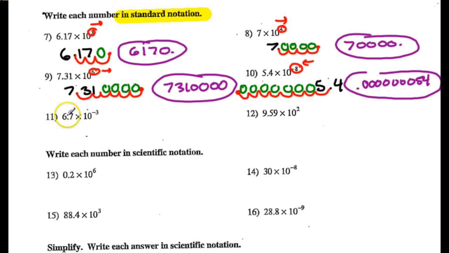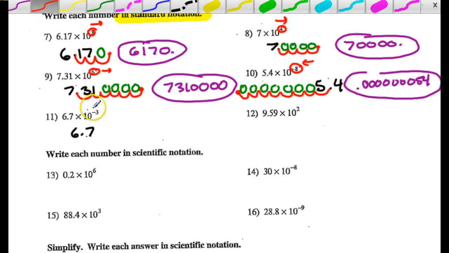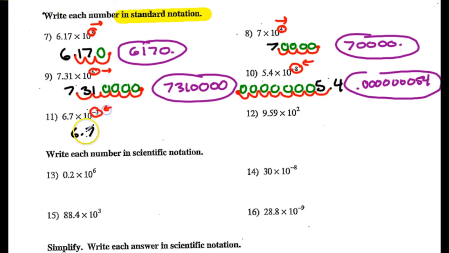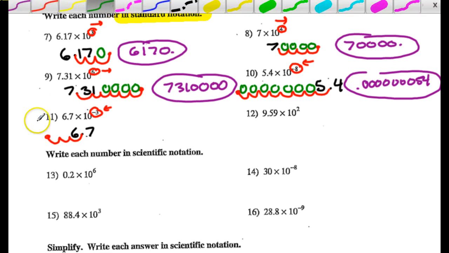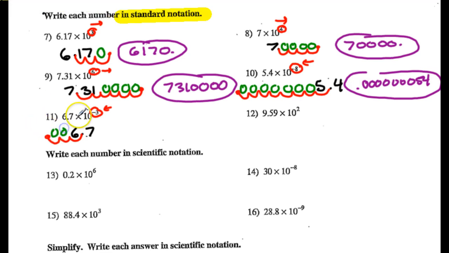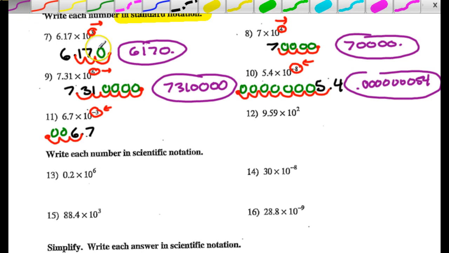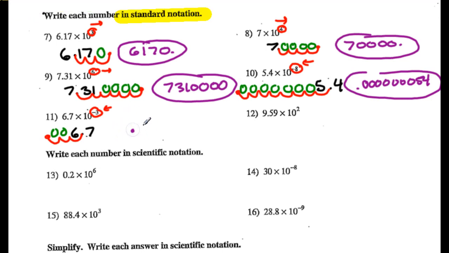Alright, number 11, 6.7 times 10 to the negative 3. Rewrite this 6.7. Negative 3 means 3 jumps to the left, so start on the decimal. 1 jump, 2 jumps, 3 jumps. Here's the decimal now. Fill in the 2 empty jumps with zeros. Let's write the final answer. Decimal in the front. 0, 0, 6, 7. Standard form.